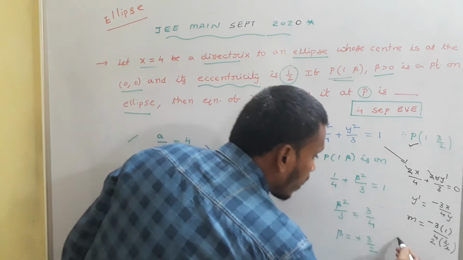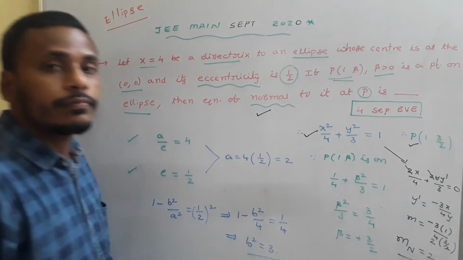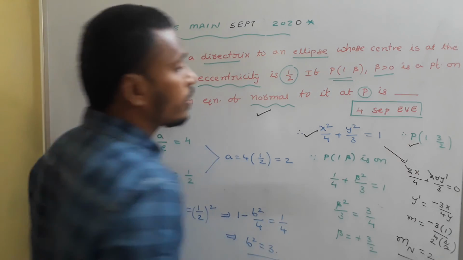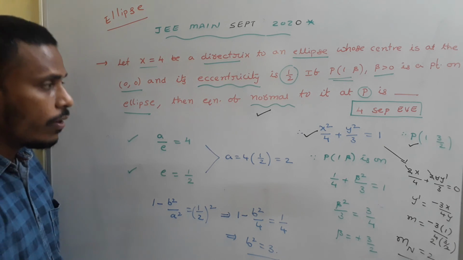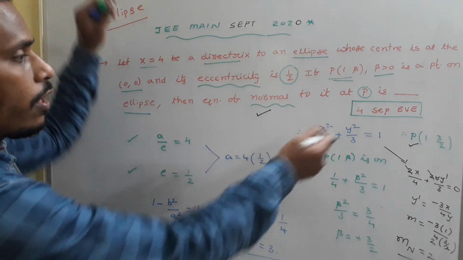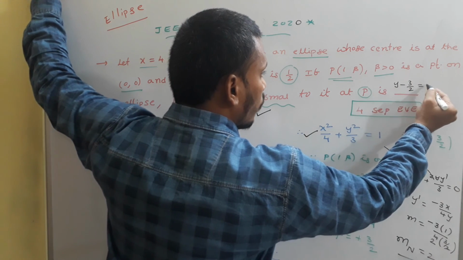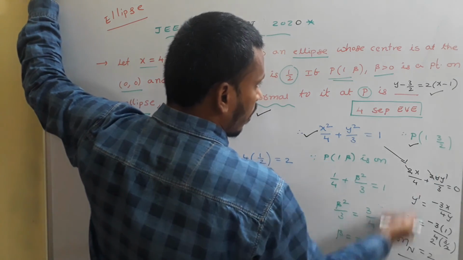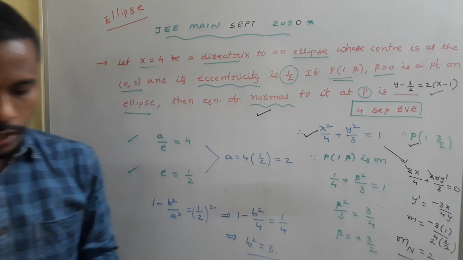If the slope of the tangent is minus 1/2, then the slope of the normal is simply 2. Slope of normal is 2, and the point is (1, 3/2). We need to find the equation of the normal. So y minus 3/2 is equal to 2 into (x minus 1), which is the equation of the normal. The normal's slope and point are given. Then if we simplify, we will get the answer. Okay, have a look.